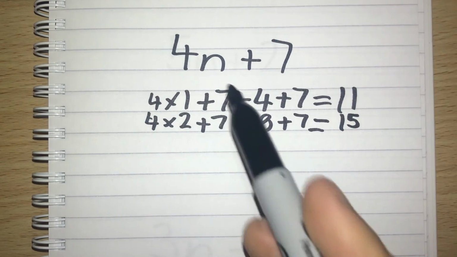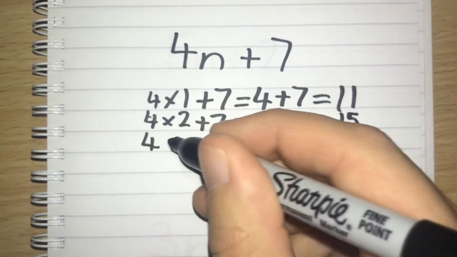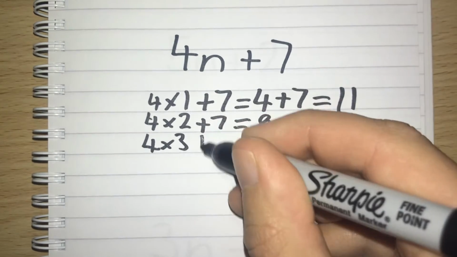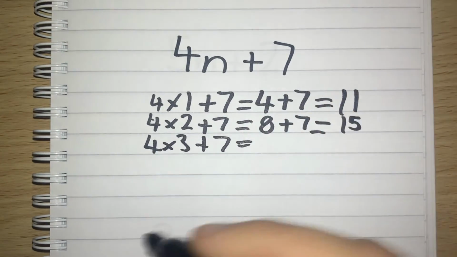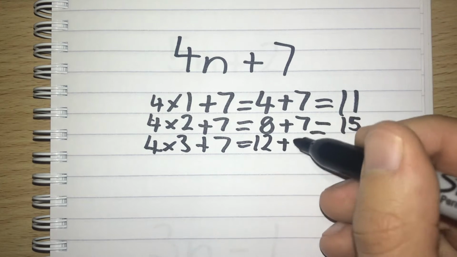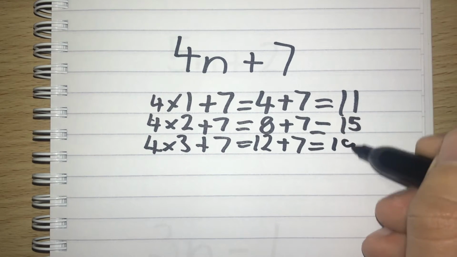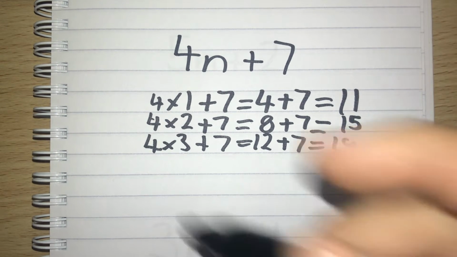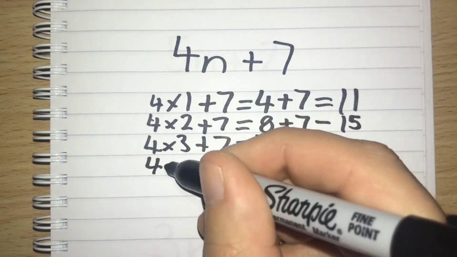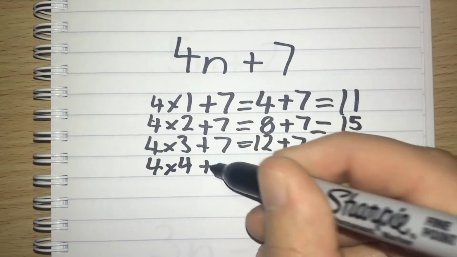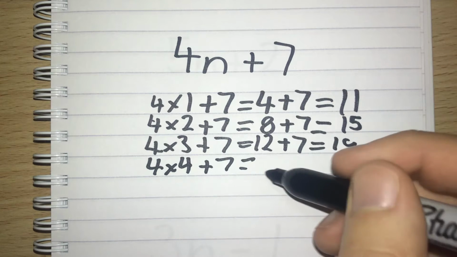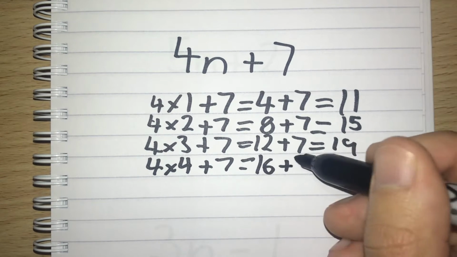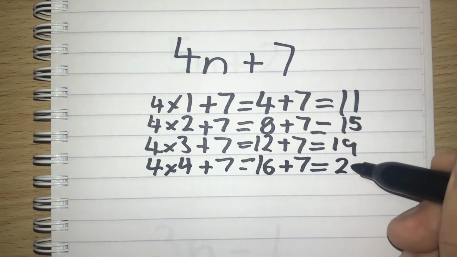Our third term, n's now going to be 3. So we'd have 4 times 3, add 7. 4 times 3 gives us 12, and then when we add 7, we get 19. So our third term will be 19. Our fourth term, this is where n will be 4. So 4 times 4, add 7. Or 4 times 4 gives us 16, and if we add 7, we get 23.